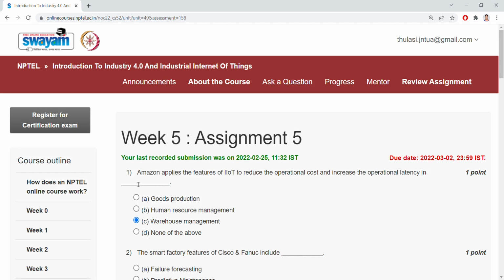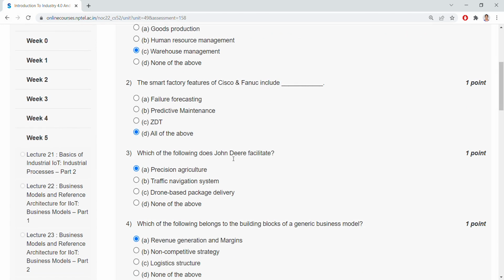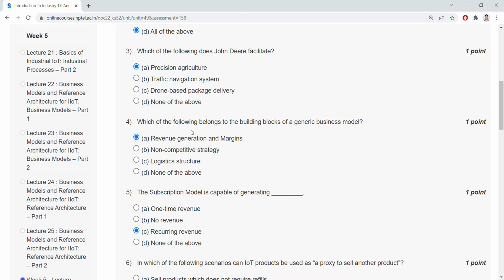First one, Amazon applies the features of IoT to reduce the operational cost and increase the operational latency in warehouse management. The smart factory features of Cisco and FANUC include all of the above: failure forecasting, predictive maintenance, and so on. Which of the following does John Deere facilitate? Precision agriculture.